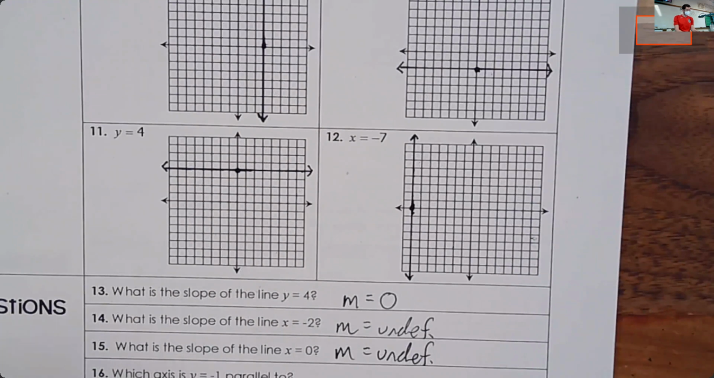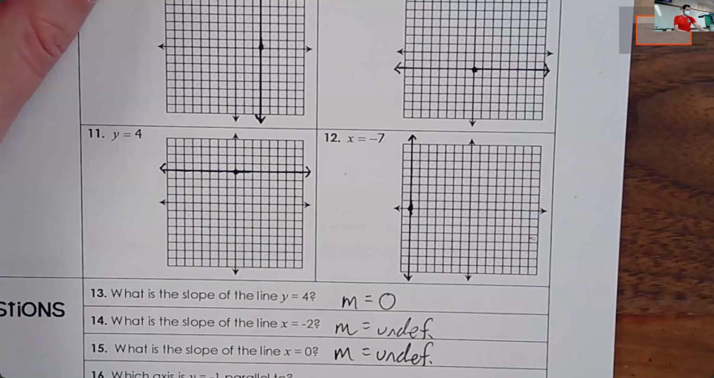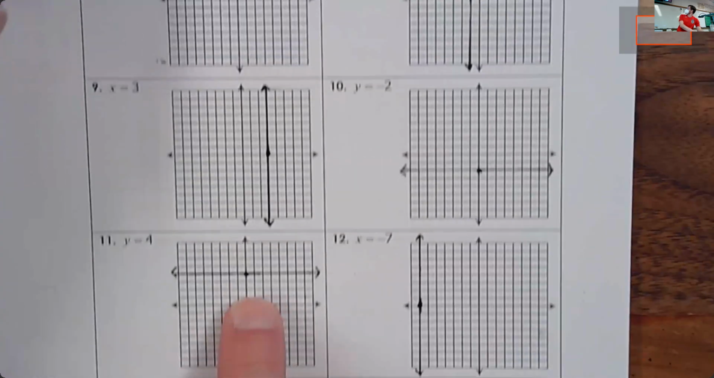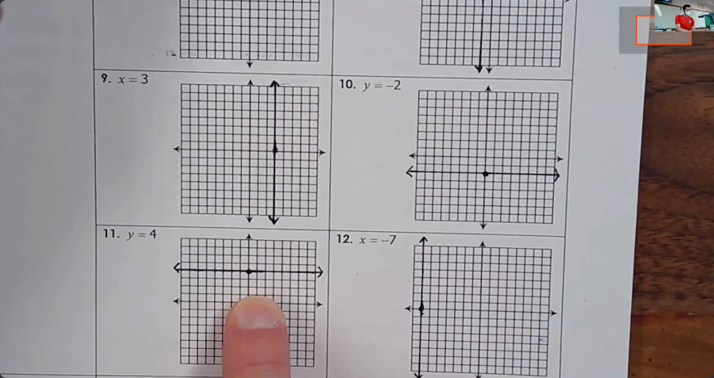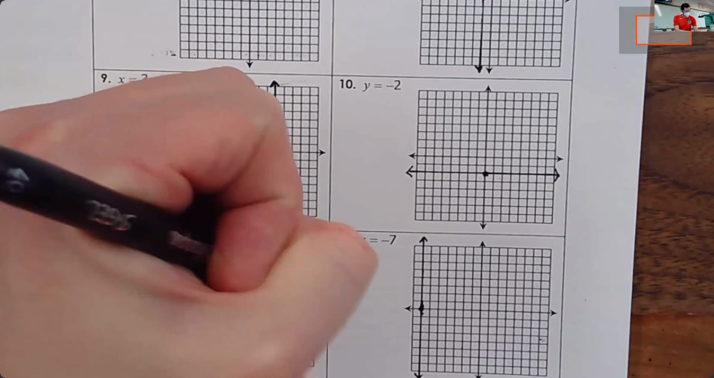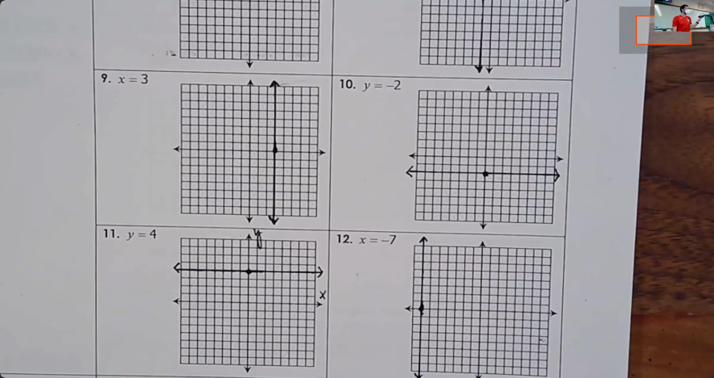So it says 16, which axis is y equals -1 parallel to? So let's look at a y equals graph. Here's a y equals graph right here, y equals 4. Let's see, we've got our x-axis here, we have our y-axis here. Parallel, by the way, what does parallel mean? We haven't talked about that at all this year. Parallel actually means same as. So perpendicular would be opposite to. Parallel is running in the same direction. So like train tracks, right? Train tracks are parallel because they run side by side.